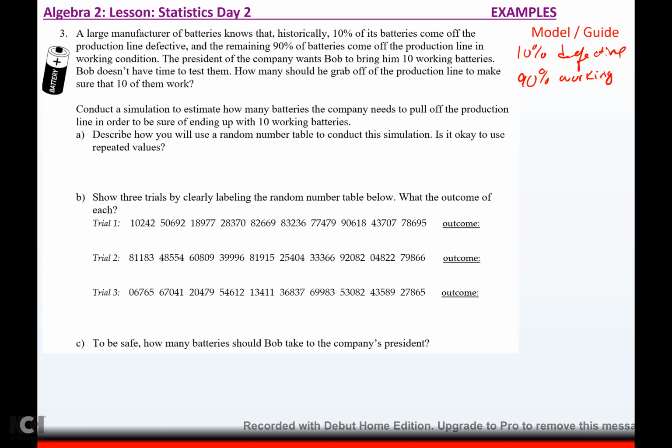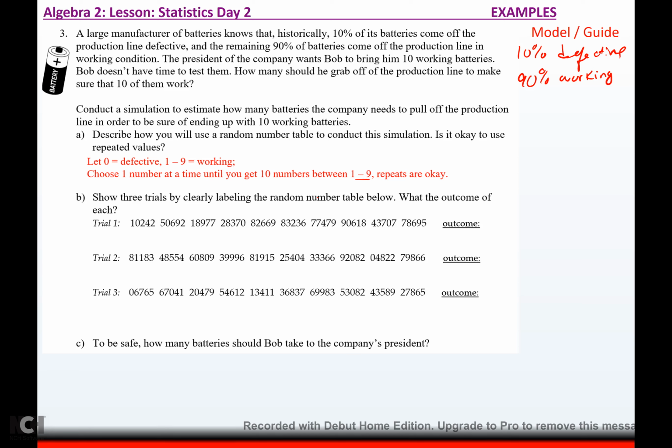Is it okay to use repeated values? Okay, so what I decided to do, again, you could do anything you wanted to do, but I decided to let 0 mean that it was defective, because if 10%, that means 1 out of the 10 numbers has to be defective, and the other 9 numbers have to represent working. And what I'm going to do is choose one number at a time until you get 10 numbers between 1 through 9, and repeats would be okay.